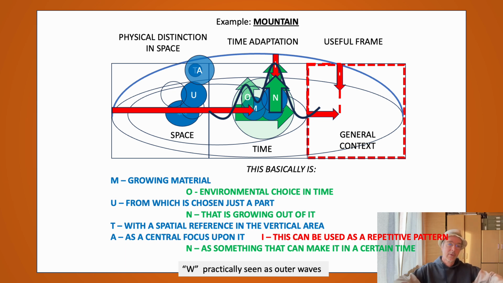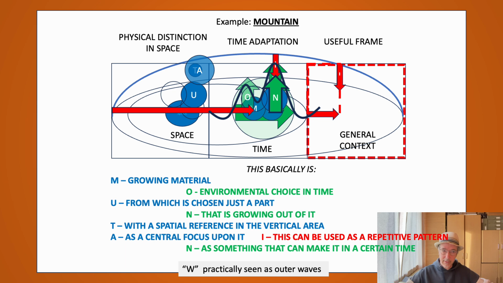We know that it started with growing material, which was taken to an environment, in an environmental choice somewhere in space and in a certain time schedule, and from which I just take one part of it that I think is worth my focus. In that way we already have the whole mountains, but we take out just one mountain that grows out on its own, and in that growing out of it, we will give it a spatial reference in the vertical area as well. And there we will focus upon it. That's our point of focus.